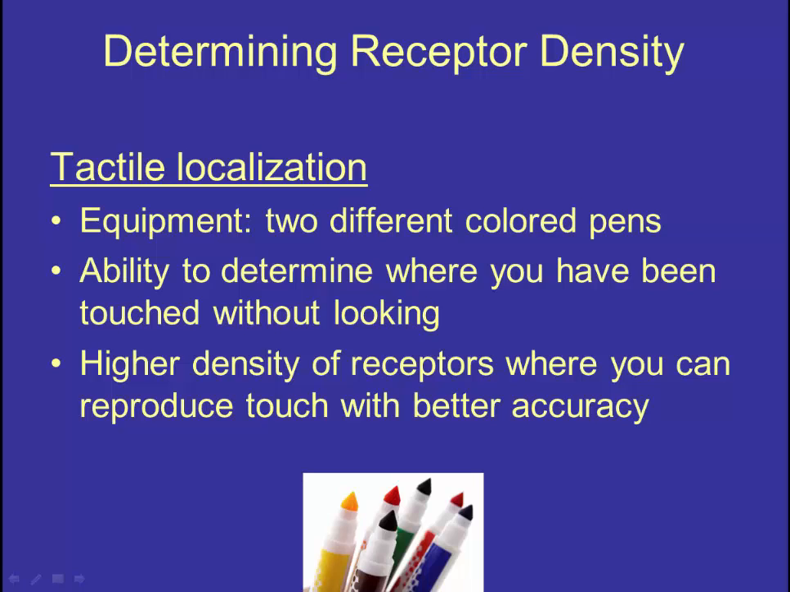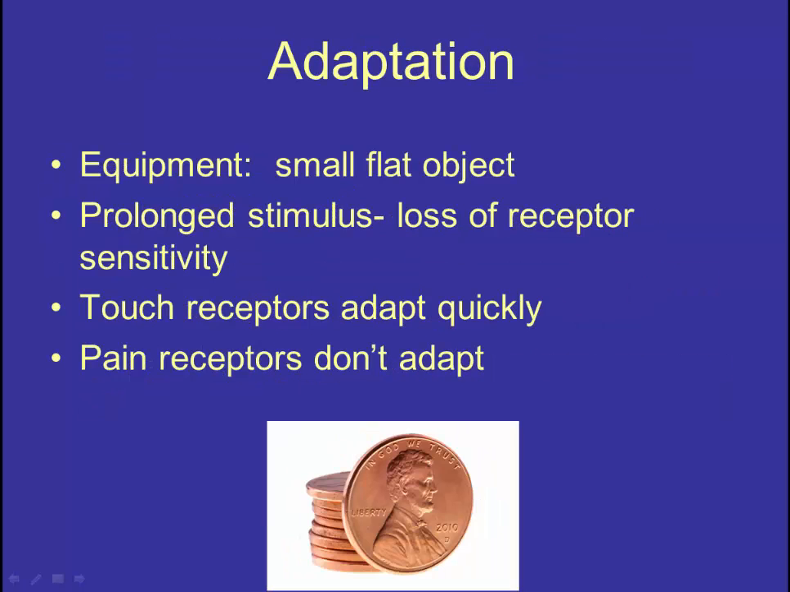In an area where you have more receptors and a higher density, you'll do a better job of hitting that exact same spot. In an area where the receptors are further spread out, you will have a lot more distance between the two colored markings.